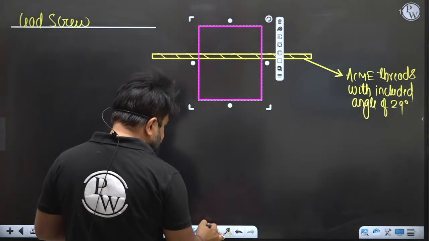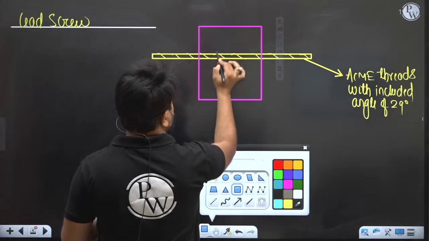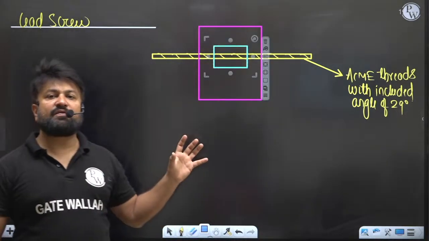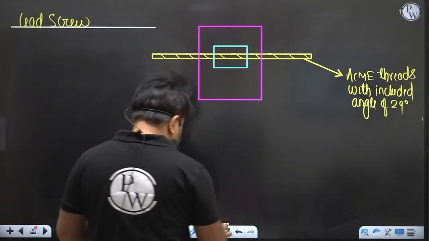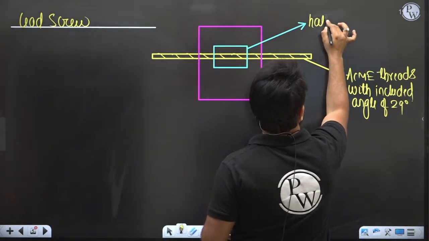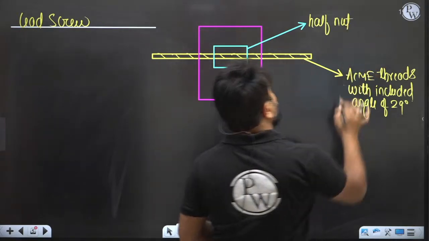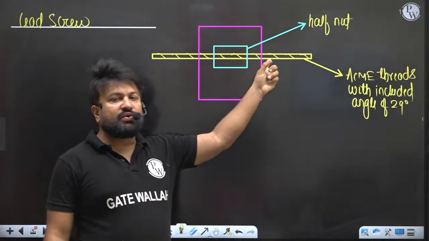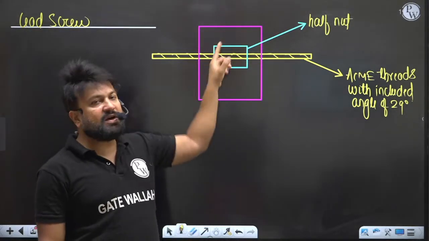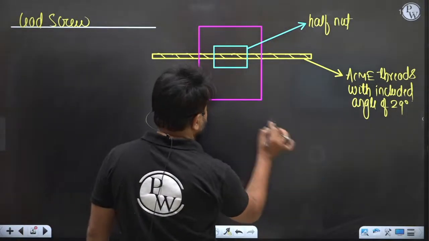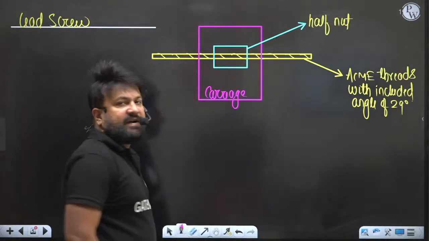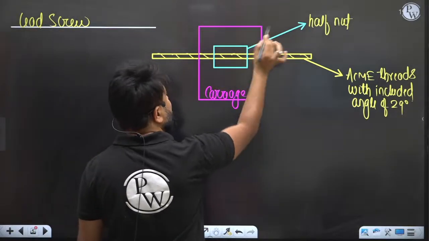In that carriage there will be a half nut, right? This is a nut, and that nut is a part of your carriage. So this is the half nut. With the help of the half nut, the carriage will catch the lead screw. The half nut is a part of the carriage.